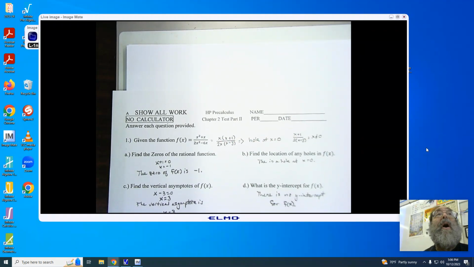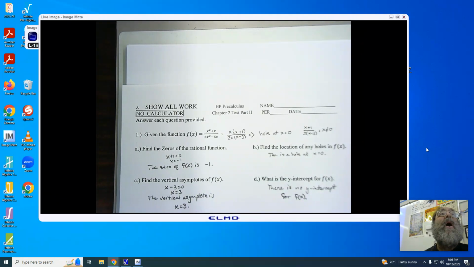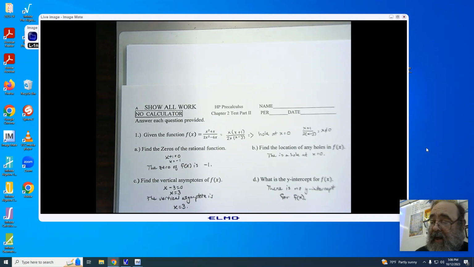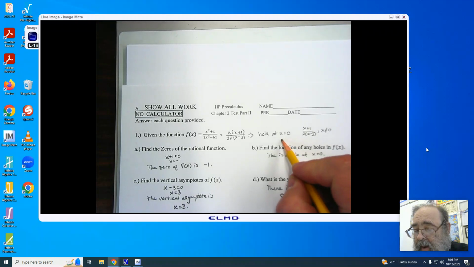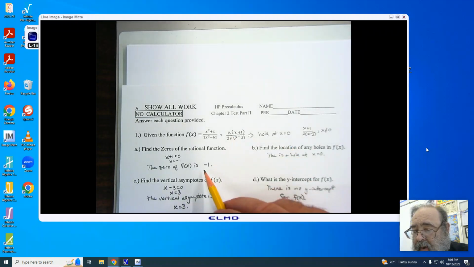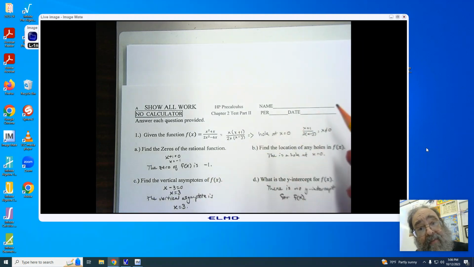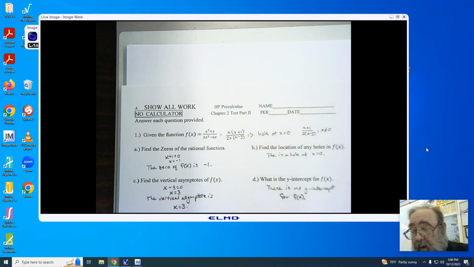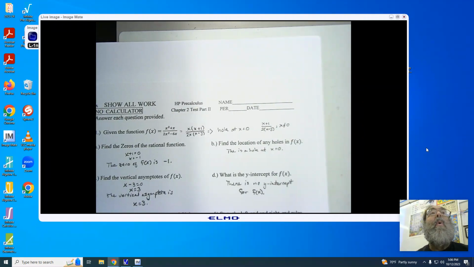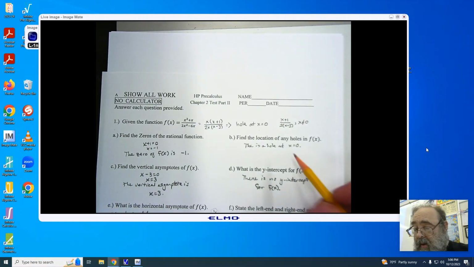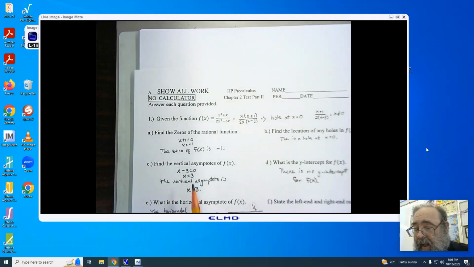So we want to start off by finding our zeros. Once we eliminate and identify the hole, it is no longer a 0, leaving us with only x plus 1 in the numerator. x plus 1 yields x equals -1, and therefore -1 is our first and only x-intercept. We've identified that the hole is at 0, so we can now go to our vertical asymptotes.